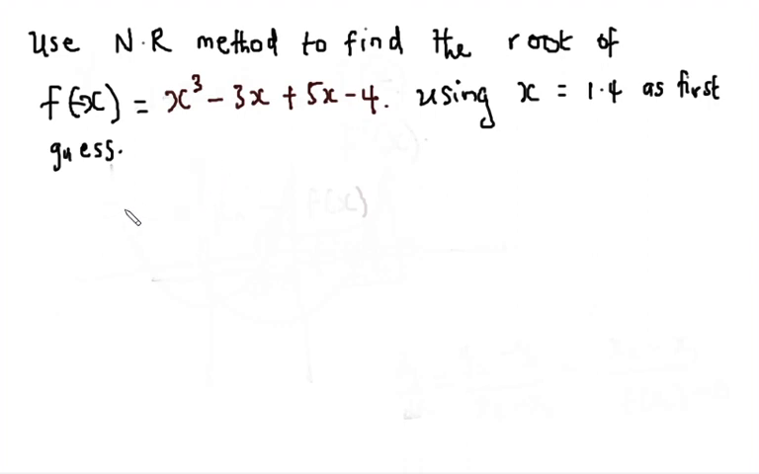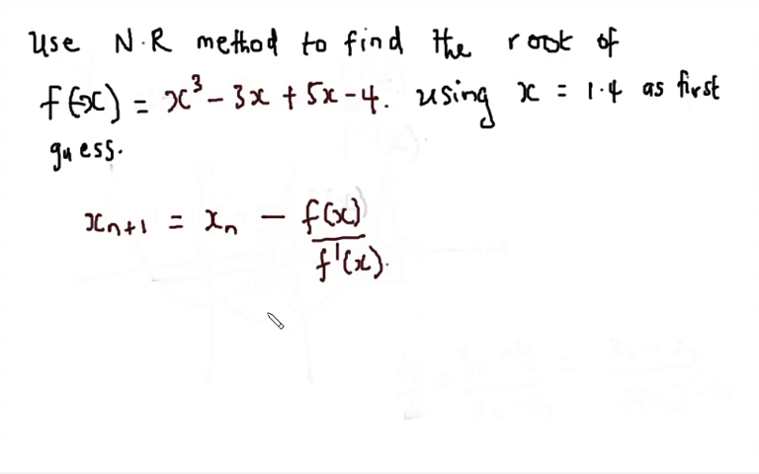So first of all, if we had solved problems on NR method, I prefer to write out the formula first. So I'd say x of n plus 1, which is the next term after the first guess, is equal to x of n minus f of x divided by f prime of x. So from here on out, we need to identify what term is what term from our question. So we know our f of x term to be equal to, so from here we know that our f prime of x.